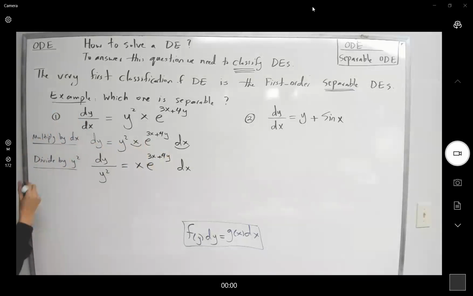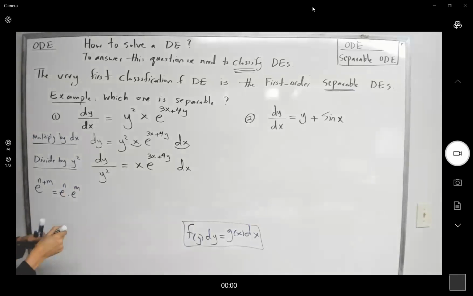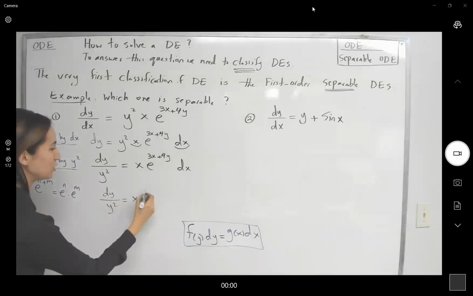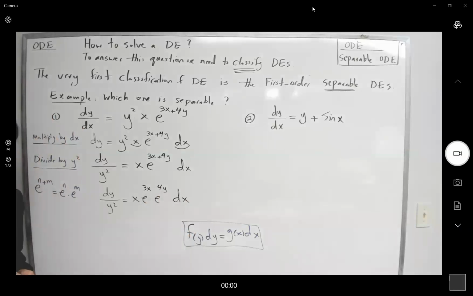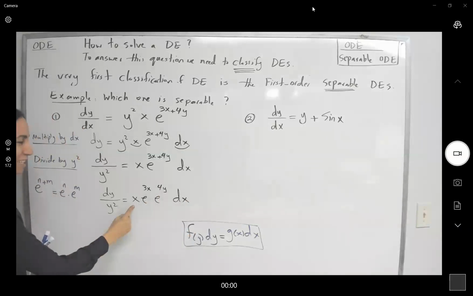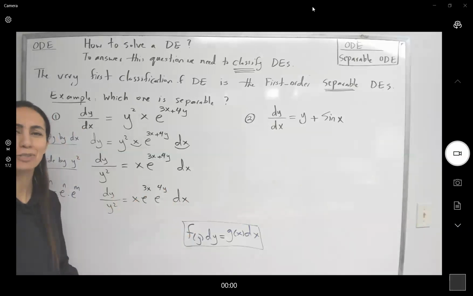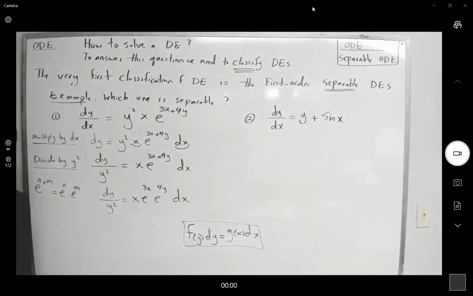From algebra, we know that if we have e to the power n plus m, it is e to the n times e to the m. Apply that here. So you get dy over y squared equals x e to 3x e to 4y dx. Wow, look at this. I have x e to 3x multiplied by e to 4y. How can I get rid of e to 4y? It means that I have to divide both sides by e to 4y.